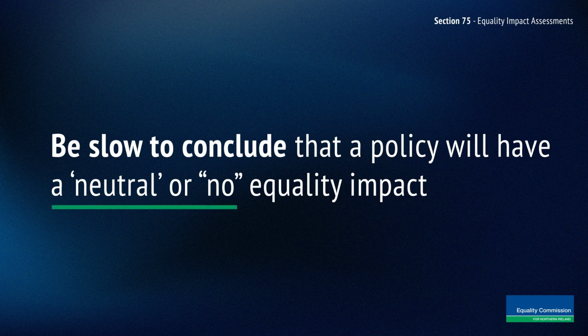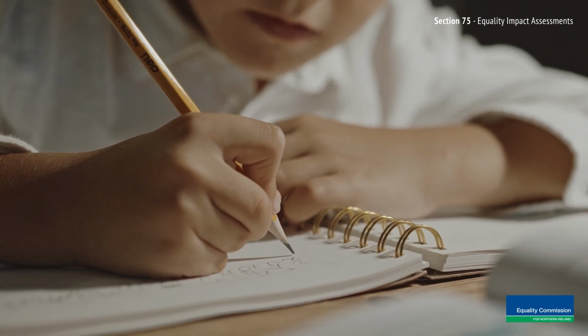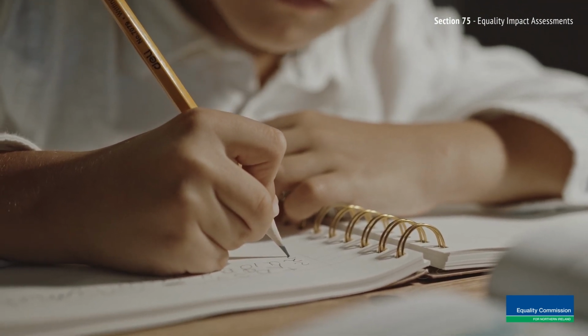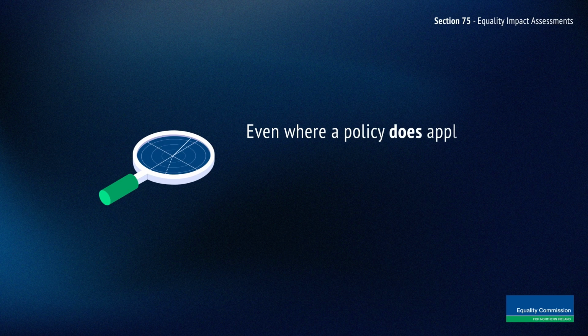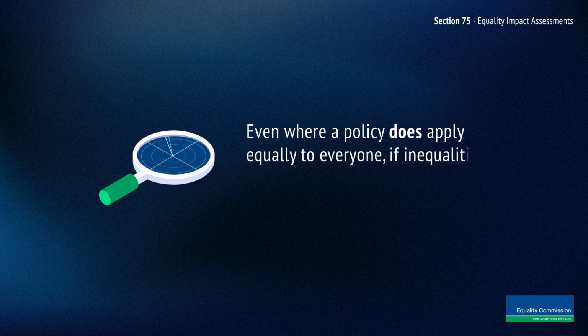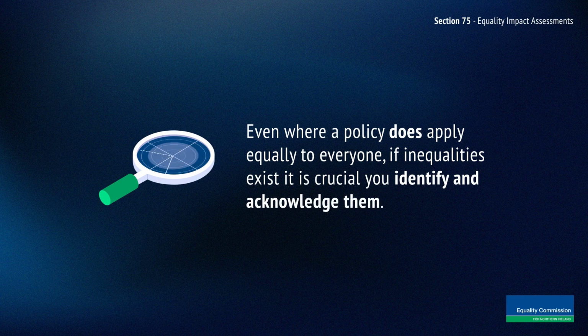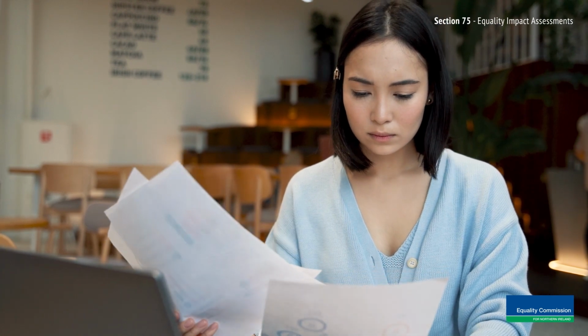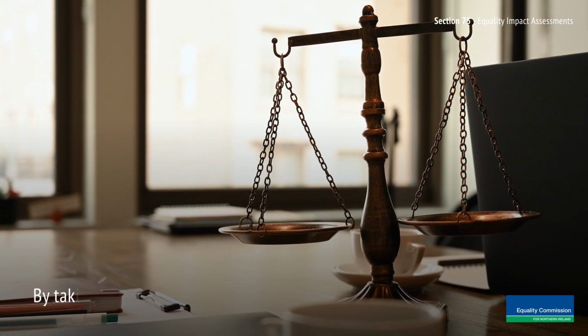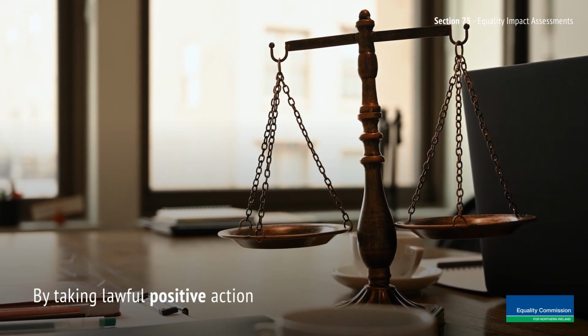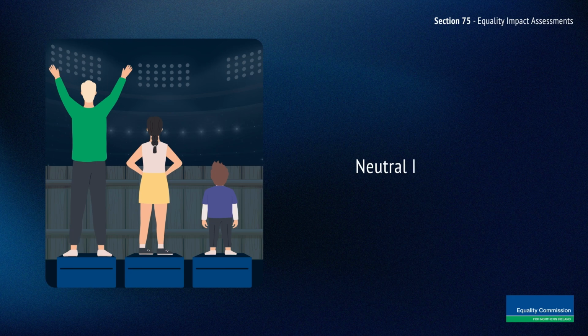Be slow to conclude that a policy will have a neutral or no equality impact, merely on the basis that it applies to everyone. Even where a policy does apply equally to everyone, if inequalities exist, it is crucial you identify and acknowledge them. If you do not do that, you are unlikely to consider how to address inequalities, for example, by considering how to avoid or mitigate them by taking lawful positive action. This principle is illustrated by this picture.